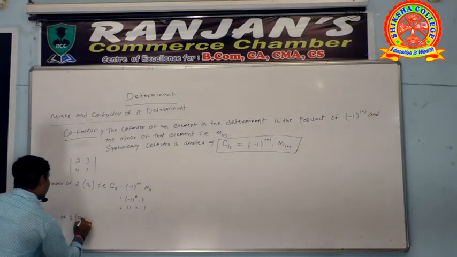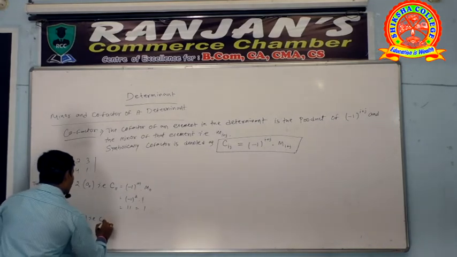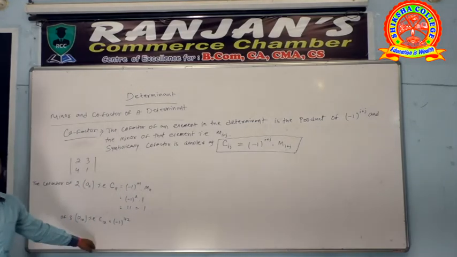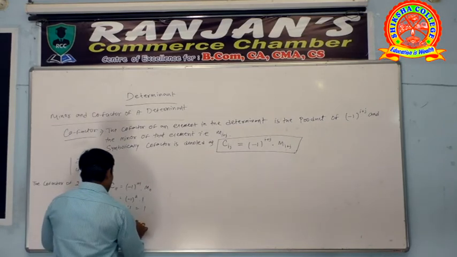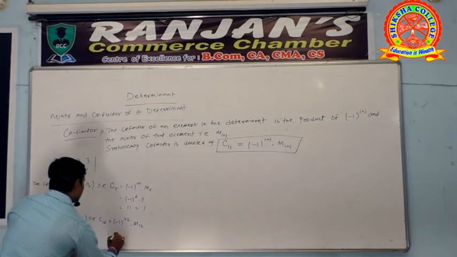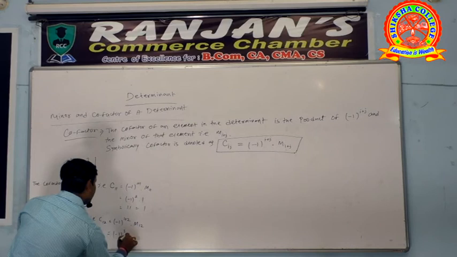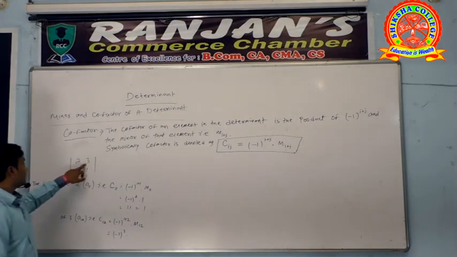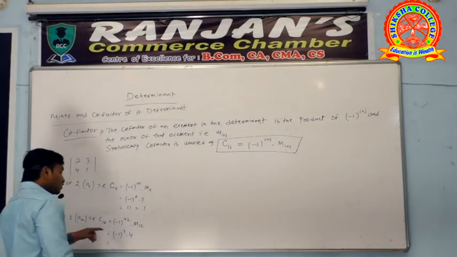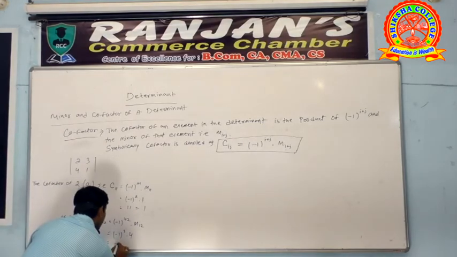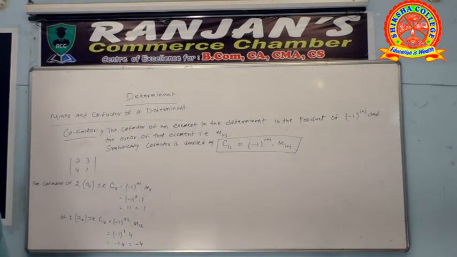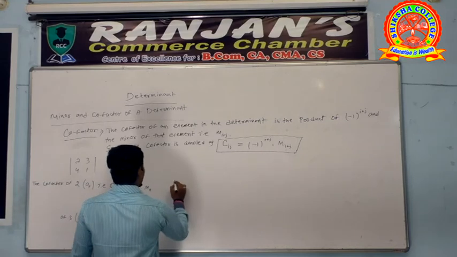What is the position? A12. That is C12 is equal to minus 1 to the power 1 plus 2, clear? I plus j, 1 plus 2, into the minor of 12. Now, minus 1 to the power 1 plus 2, that is 3, into the minor of 3. Minor of 3 is 4. So minus 1 three times means minus 1. So minus 1 into 4 is equal to minus 4. Okay? Clear?